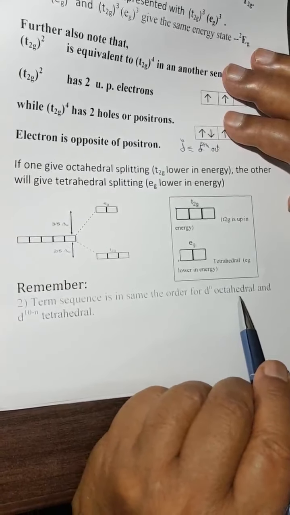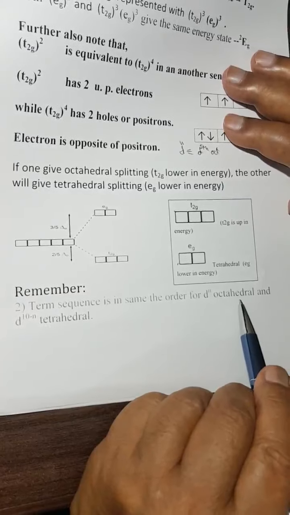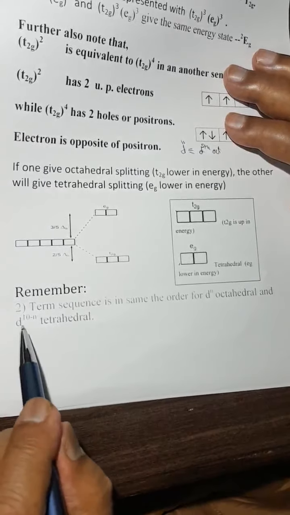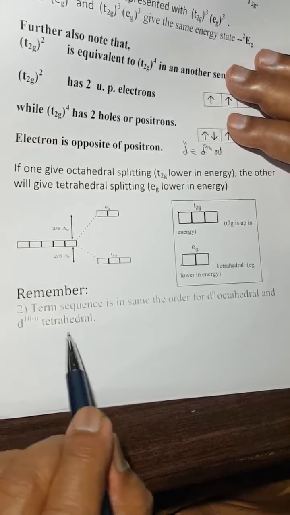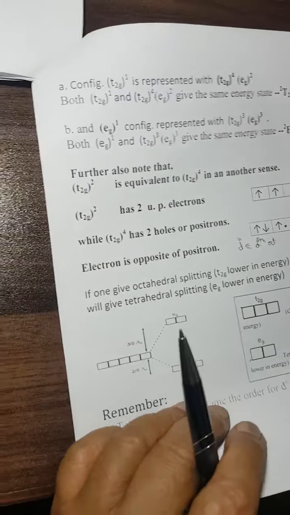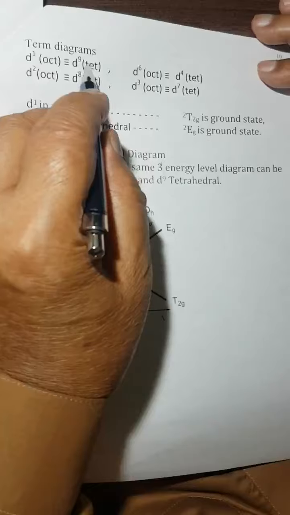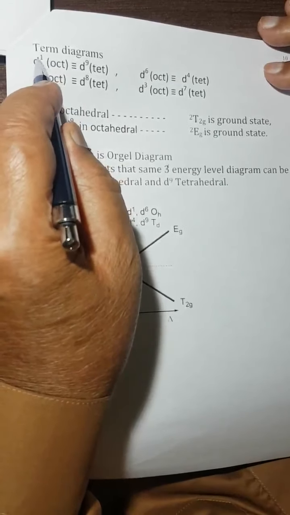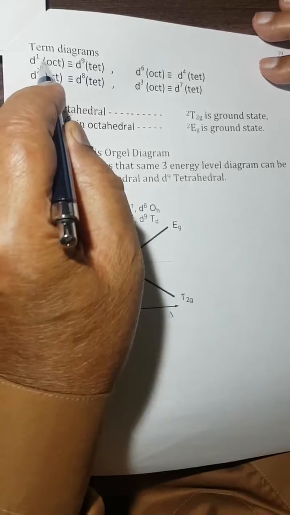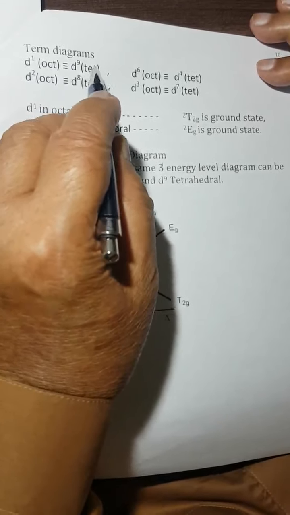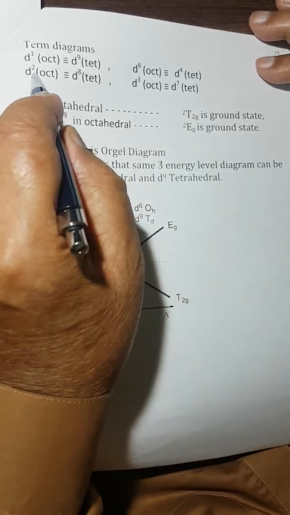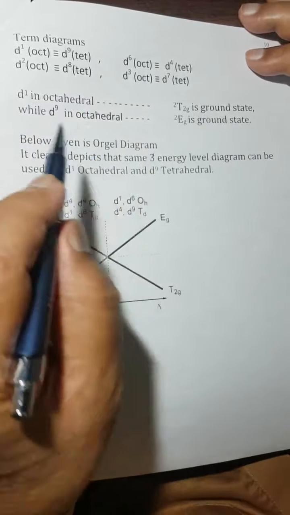D2 octahedral diagram will be the same for D10 minus 2, that means D8 tetrahedral diagram. Let me show you. I think I have put it here. D1 octahedral is equivalent to D9 tetrahedral. It simply means the term diagram of D1 octahedral can be used for D9 tetrahedral. This is what I mean. D2 octahedral diagram can be used for D8 tetrahedral, and so on and so forth.